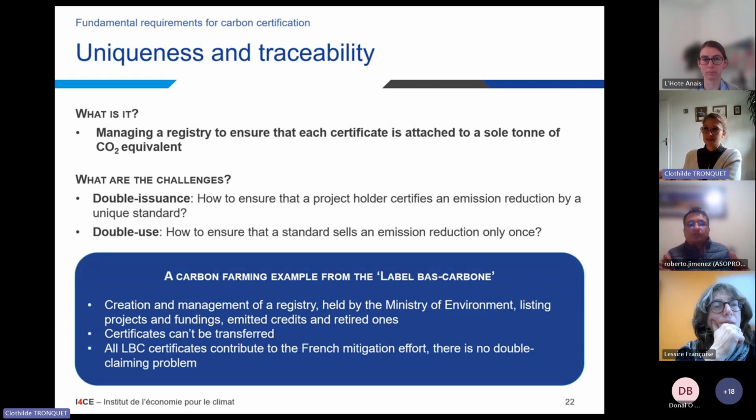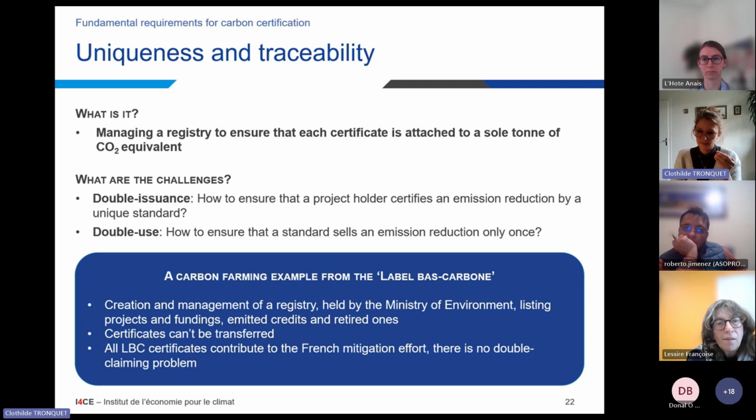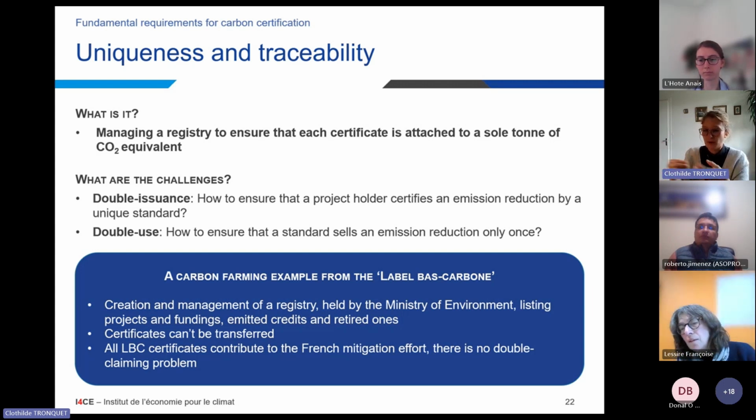Then on the uniqueness and traceability, what does it mean? It means that each credit, each certificate should be linked to a registry and only be registered once. The idea is to avoid double issuance. So one project shouldn't be able to emit twice the same emission reduction. And on the contrary, if it's emitted once, it shouldn't be used by various organizations.